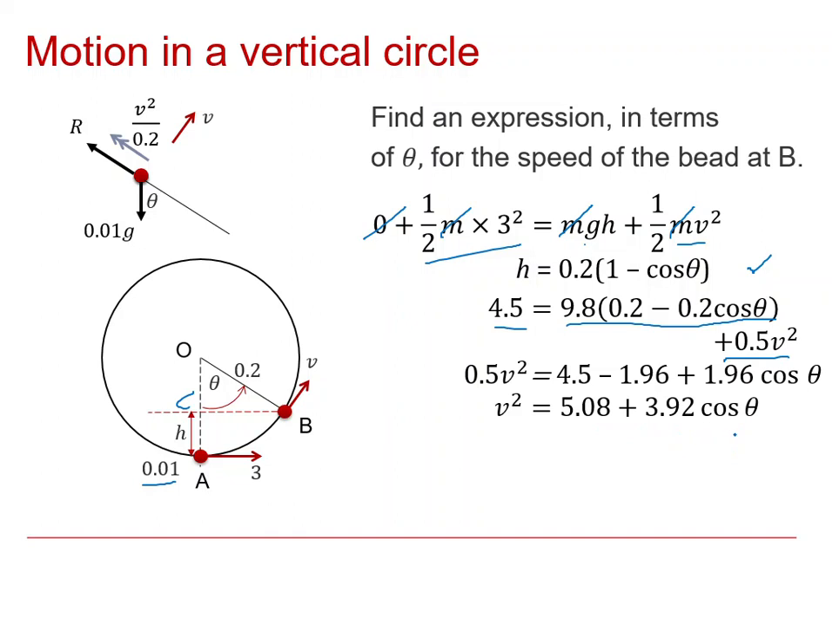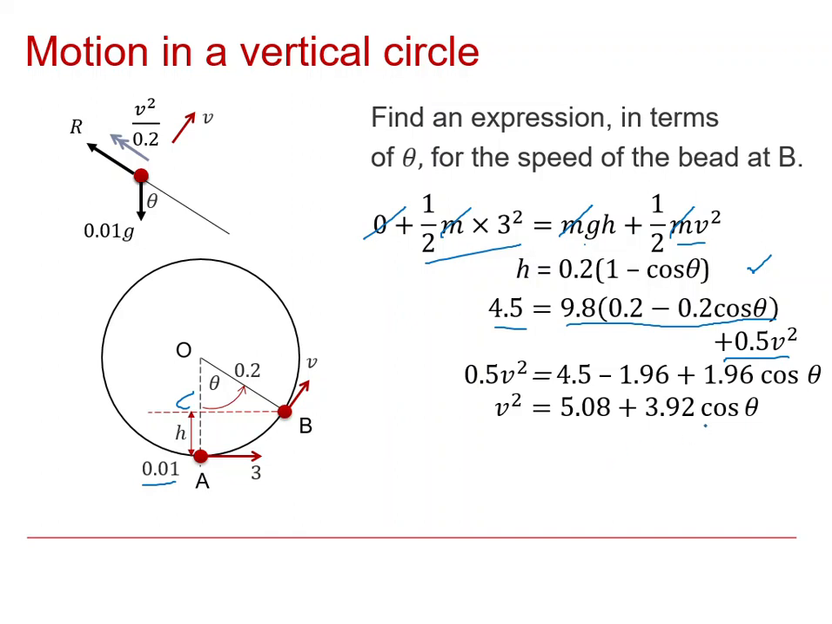Now this can be interpreted, and it will correspond to intuition, because if you take theta is 0, that's where cos theta is 1, you get 5.08 plus 3.92. Lo and behold, that's 9, the square of 3. That's not really a surprise, is it? But it's consistent with what we expect.